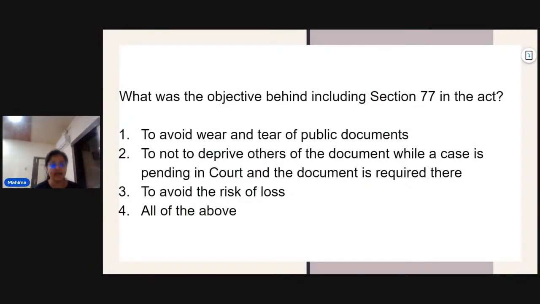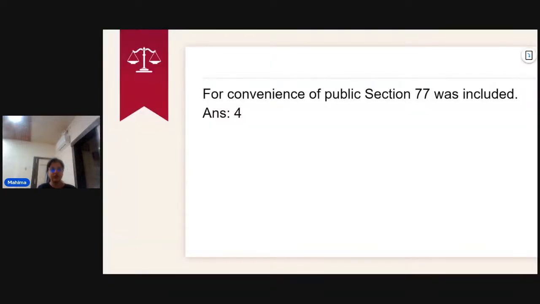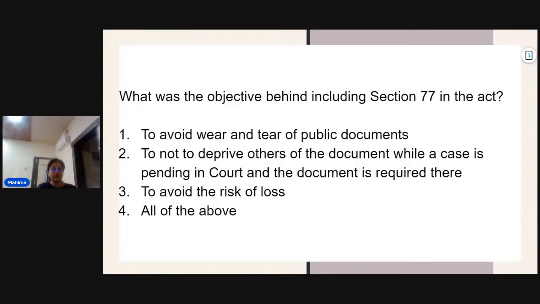What was the objective behind section 77 of the act? To avoid wear and tear of public documents, to not deprive others of the document while a case is pending in court and the document is required there, to avoid the risk of the loss, all of the above. Okay, Divya is saying 4. Yes, it is 4, for the purpose of all the things mentioned here. Section 77 is designed so. Correct.